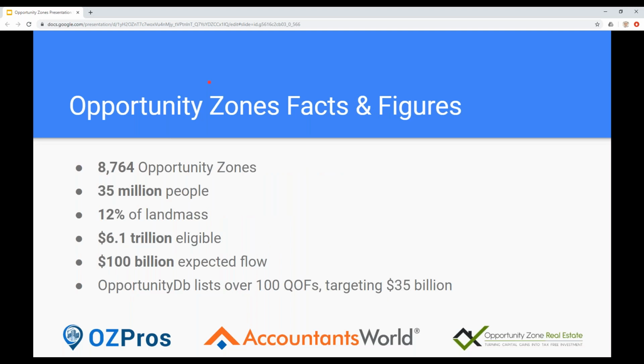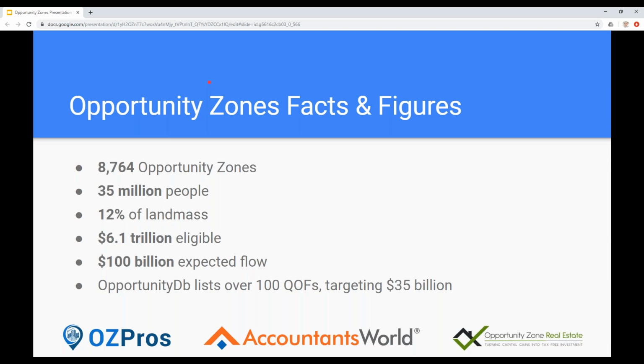Some opportunity zone facts and figures now. I'm not sure, Sharon, if we had a poll question we wanted to ask before we got this one going or not, or Div, if we had that poll question, or if you want me to continue here. No, I think you should continue, Jimmy. Yep. Okay, let's continue then.